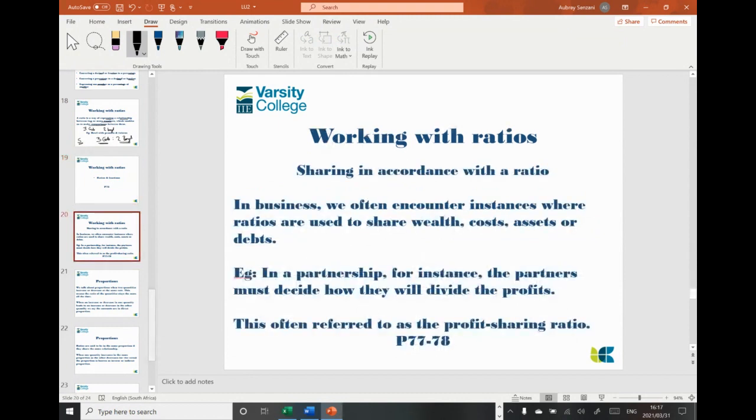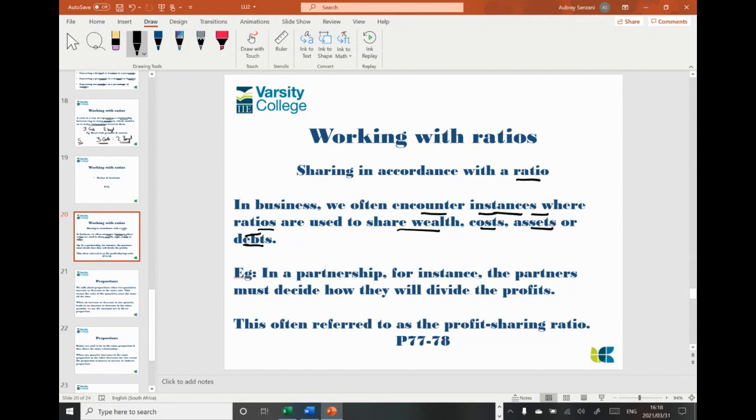On slide 20, what are they saying? Working with ratios, sharing in accordance with a ratio. In business, we often encounter instances where ratios are used to share wealth, costs, assets, or debts.